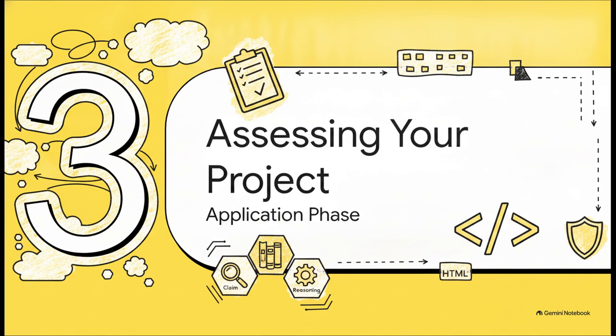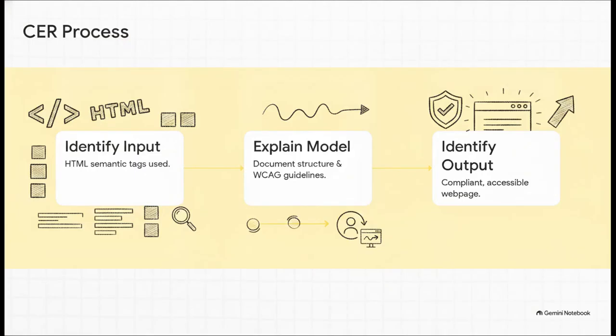Application, assessing your project. Let's see how this builds using a claim evidence reasoning, or CER, framework, and apply it directly to your exact assessment task so you can build a rock-solid project. Here is your step-by-step game plan. Step 1. Identify your input or evidence. This is where you literally point out the specific HTML semantic tags you used in your code.